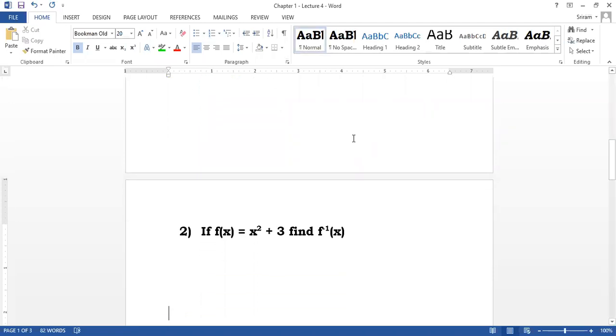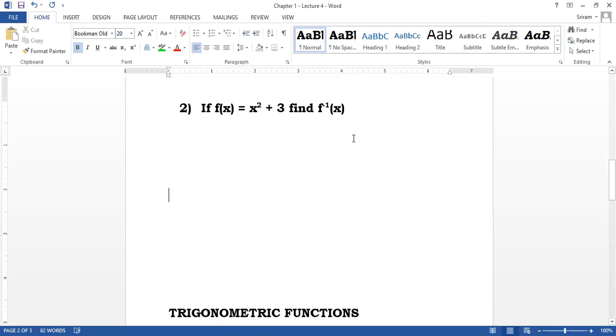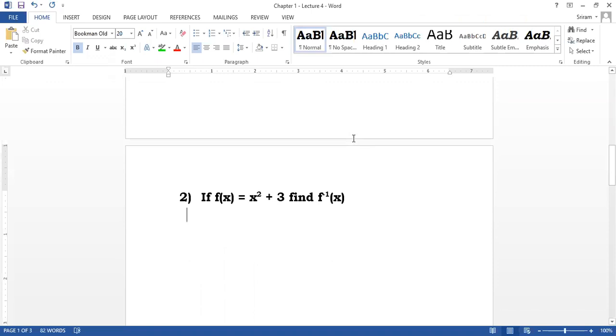See, in the same idea, we are going to check one more question. I have f of x is equal to x squared plus 3. I am going to find what is f inverse of x. So I am going to replace f of x by y. y is equal to x squared plus 3, isn't it?